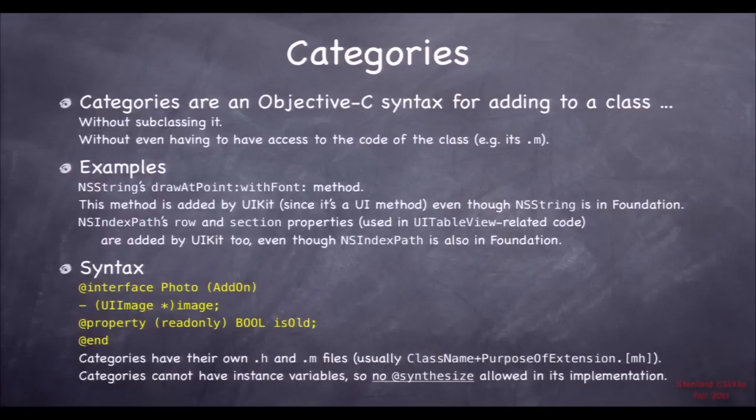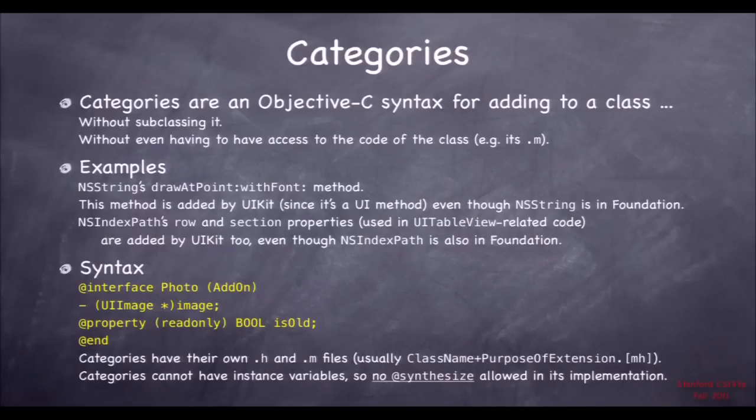So in between the @interface and @end, you just put the name of the properties and the method that you're going to add. Okay, so this is the @interface. This would be in a header file called Photo+AddOn.h. That's the naming convention we use for categories: class, plus sign, name of the category, .h. Okay, this is what would be there. Just as simple as that.